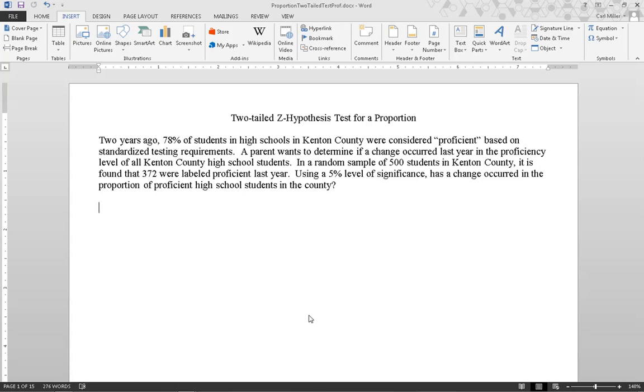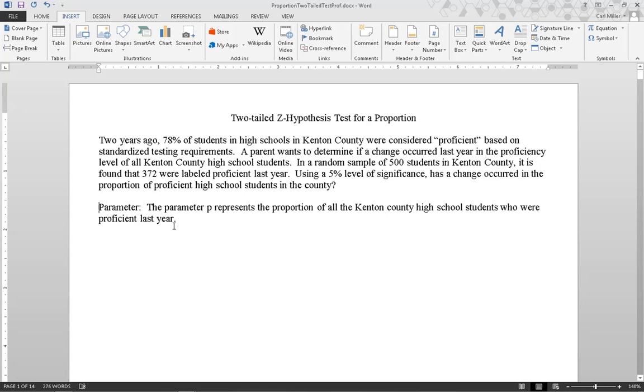requirements. A parent wants to determine if a change occurred last year in the proficiency level of all Kenton County high school students. In a random sample of 500 students in Kenton County, it's found that 372 were labeled as proficient. Using a 5% level of significance, has a change occurred in the proportion of proficient high school students in the county?